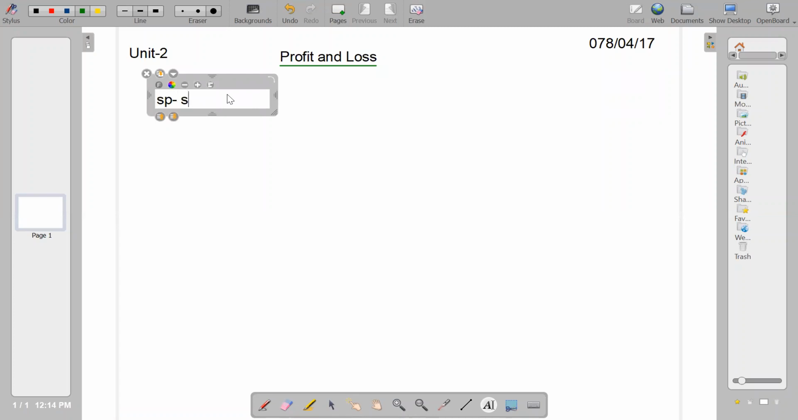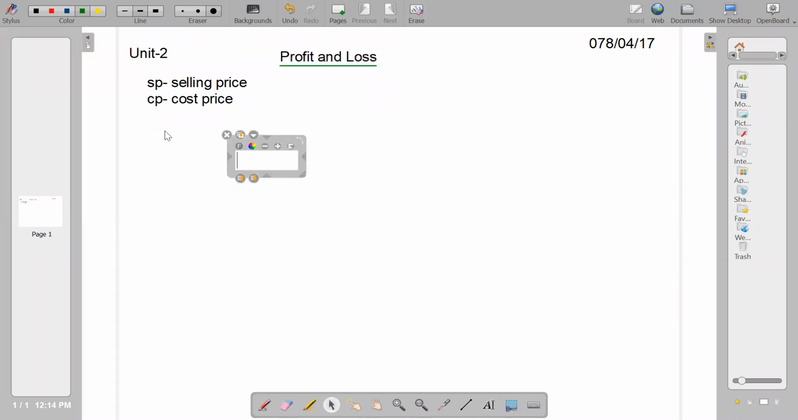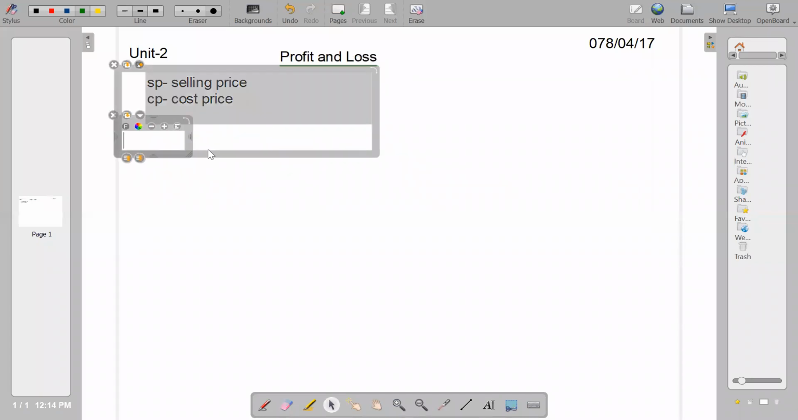SP is selling price. CP, it is cost price for shopkeeper. If a shopkeeper buys at 100, that is CP. If he sells for rupees 120, that is selling price. If SP is more, then we will get profit.